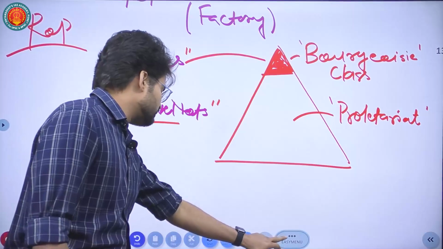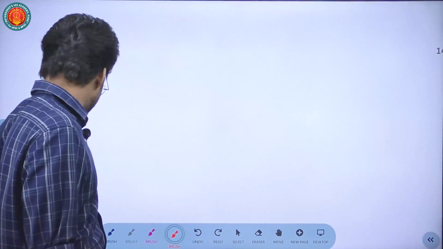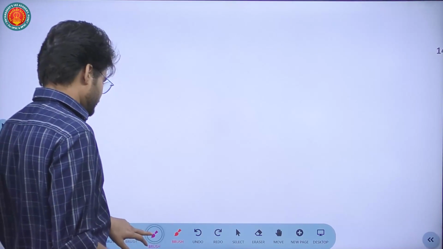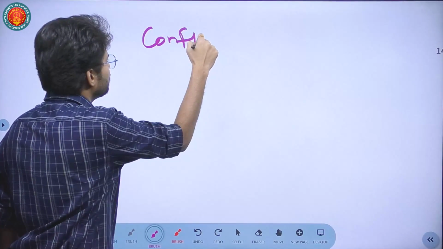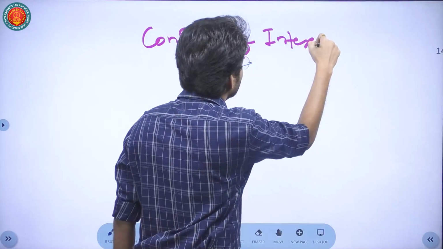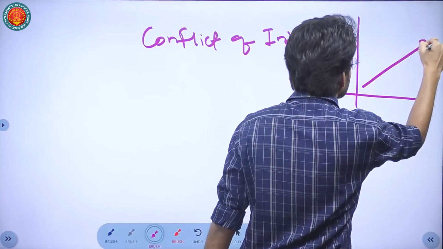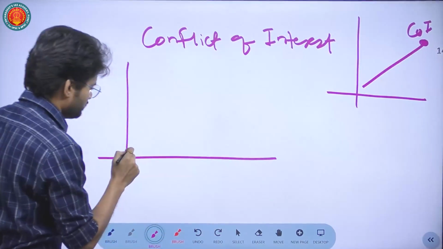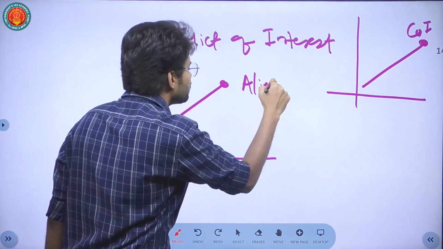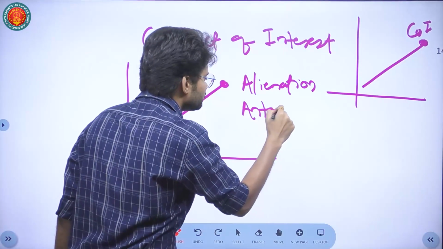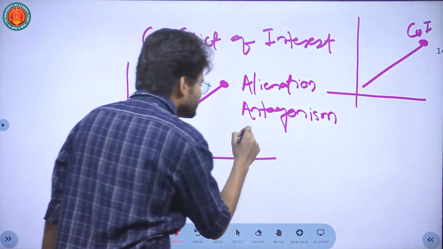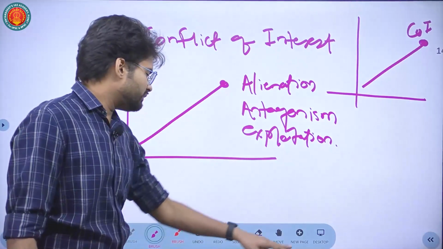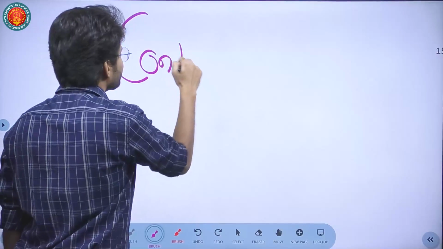Okay, so can I write it here as the conflict of interests will be at its peak, right? The alienation will be at its peak. Antagonism will be at its peak. Exploitation will be at its peak. And this is nothing but the contradiction. The conflict of interest is nothing but a symbol of contradiction.